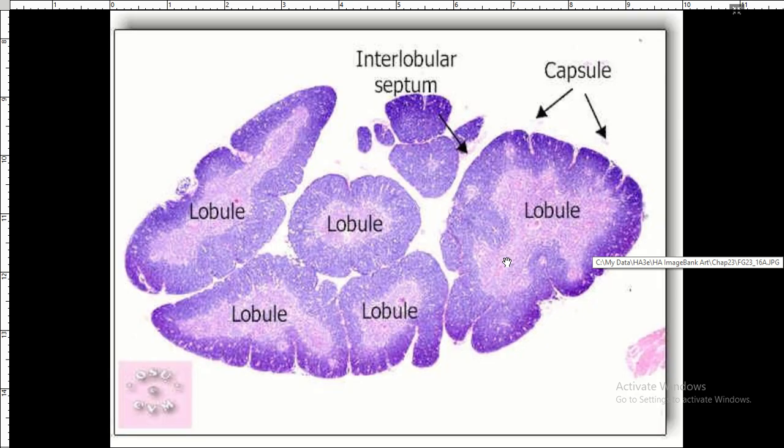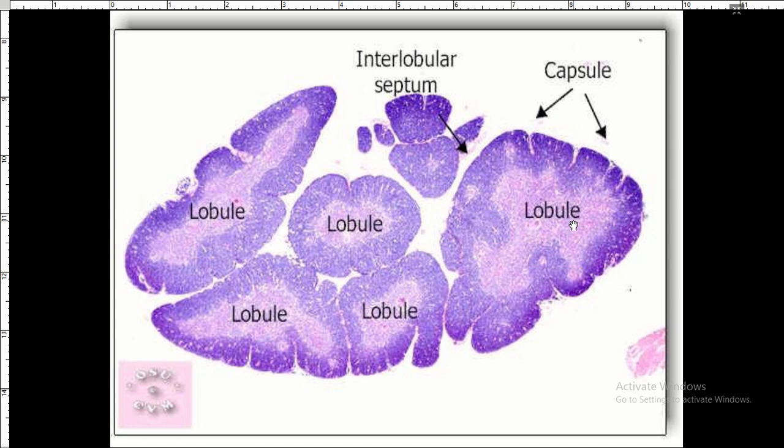So what helps you to see that this is a thymus? The lobules are incomplete. You have septa, or interlobular septa, that divide these lobes so that they are incomplete. You can actually see they're incomplete.